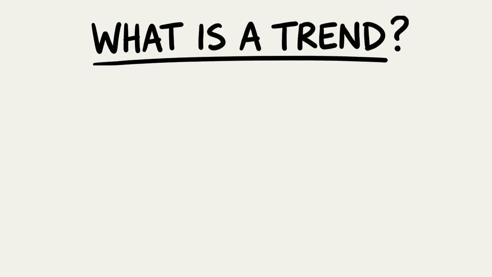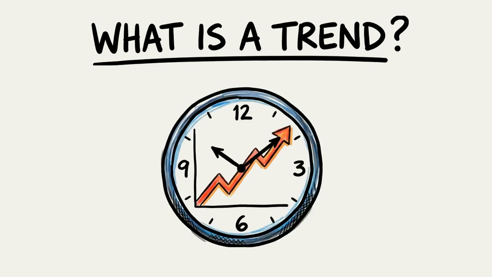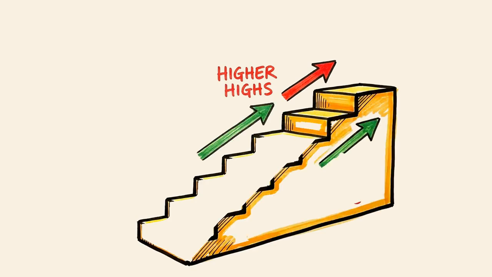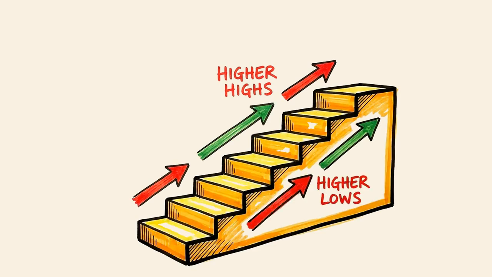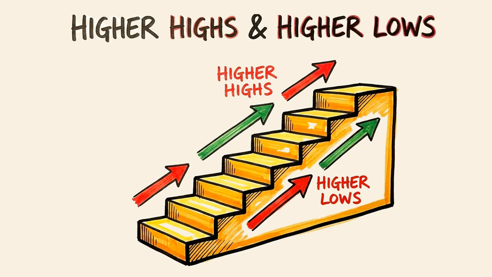First, what is a trend? A trend is the general direction of price over time. Think of it like movement on a staircase. In an uptrend, price makes higher highs and higher lows. Each push upward reaches a new high, and each pullback still stays above the previous low. The market is climbing step by step.